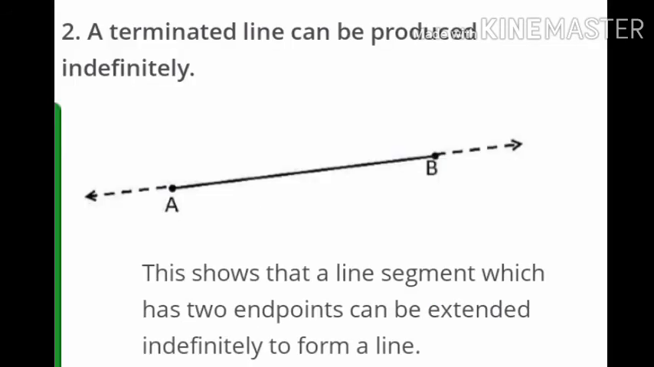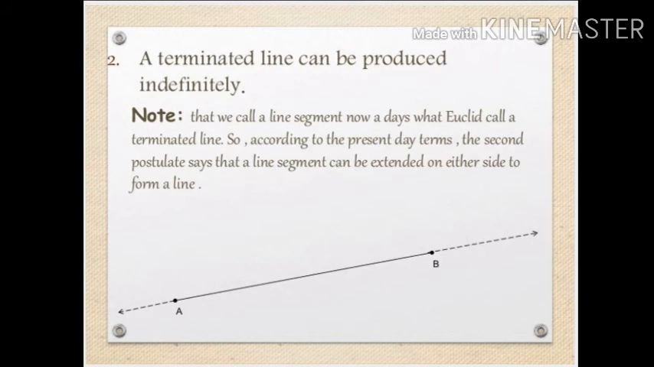Second postulate: a terminated line can be produced indefinitely. A terminated line means a line segment. This shows that a line segment, which has two endpoints, can be extended indefinitely to form a line. Note that we call a line segment nowadays what Euclid called a terminated line. So according to present day terms, the second postulate says that a line segment can be extended on either side to form a line.